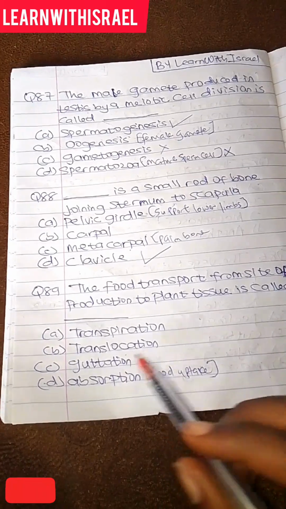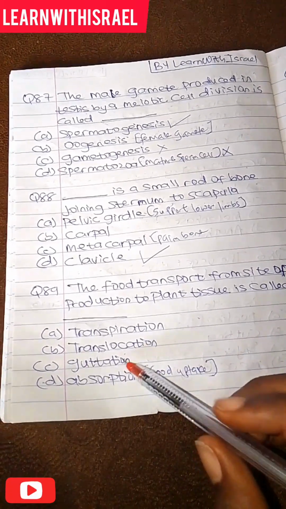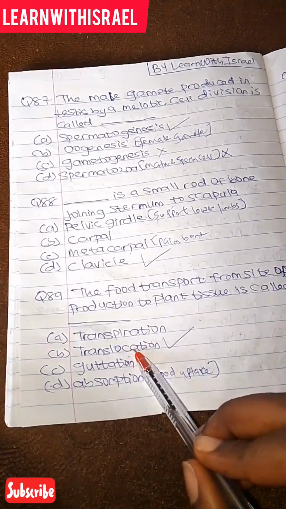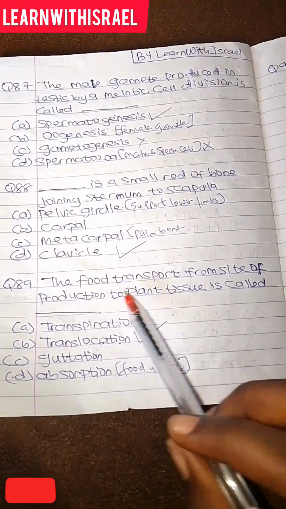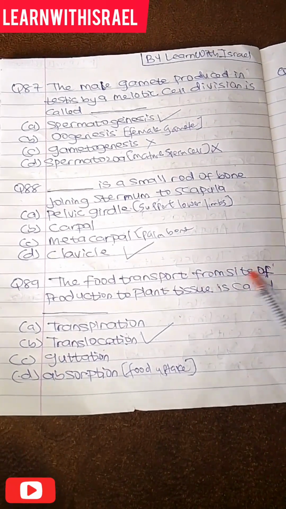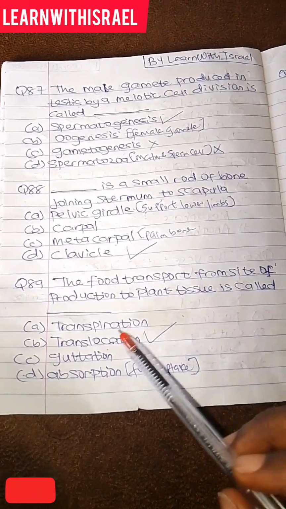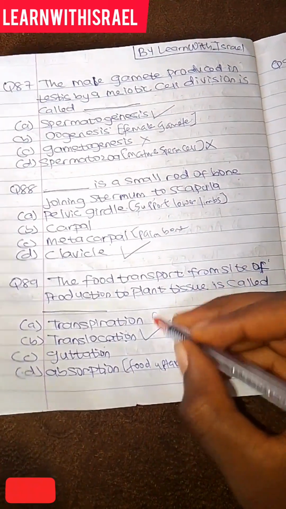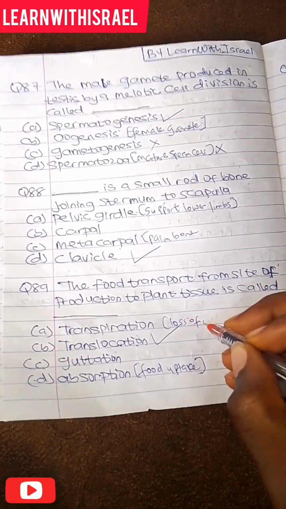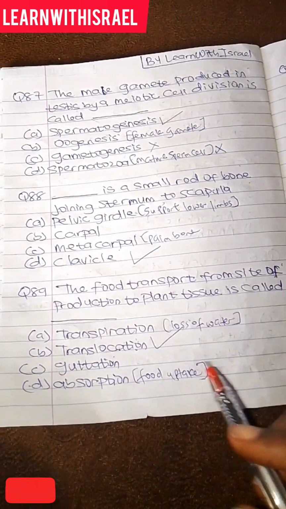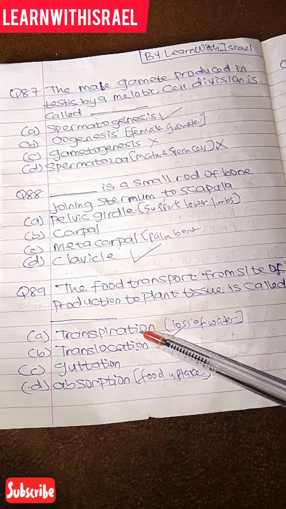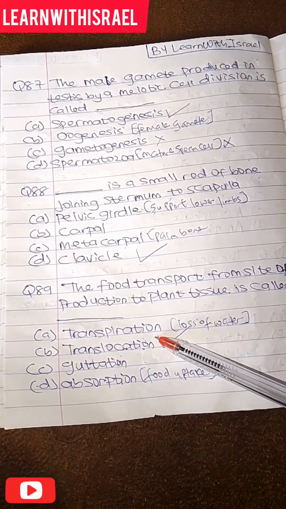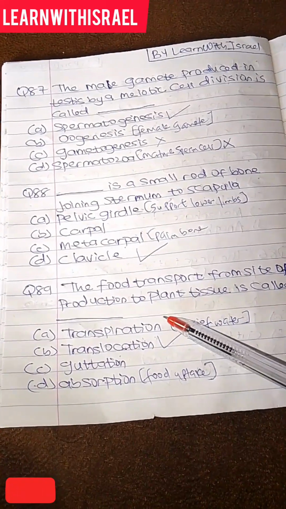While guttation is the water droplets from leaf tips, translocation is the correct answer. Translocation is the movement of food. So the food transport from site of production to plant tissue is called translocation, while transpiration is loss of water. So you that are watching this video, try to learn the difference between transpiration and translocation, so you won't be confused when you see the terminology.